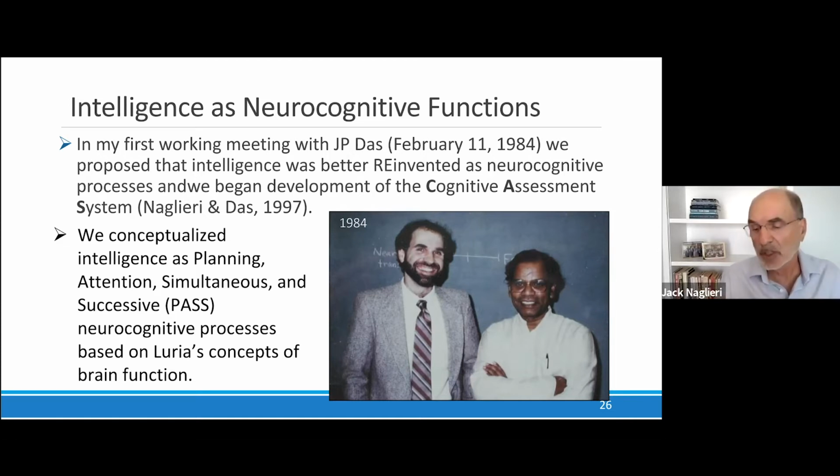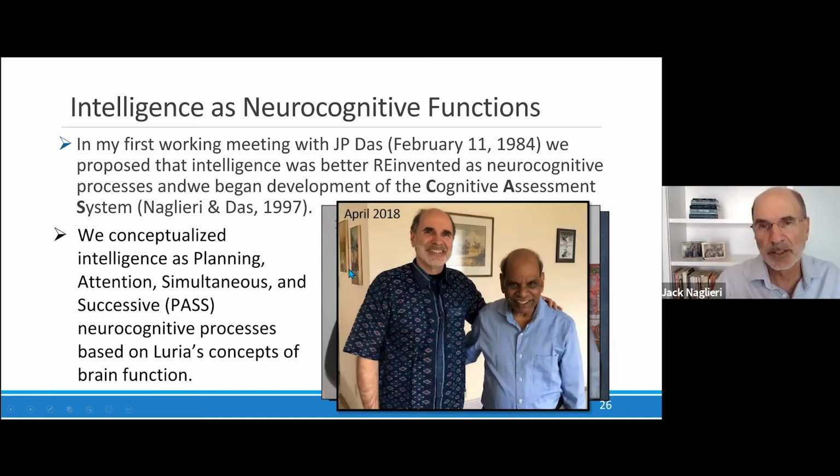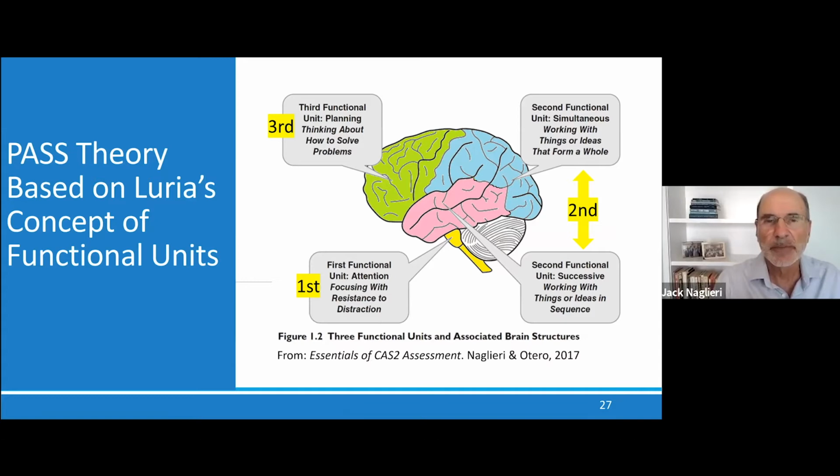We go to the literature, the neuropsychological literature, and we published in 1997 the first edition of the CAS. And then we published the second edition. And as you can see, we both got a little bit older. But JP is actually 19 years older than me, still going strong, still smart as ever. And we both are still, we're not giving up this mission because we think it really makes a difference in kids' lives.